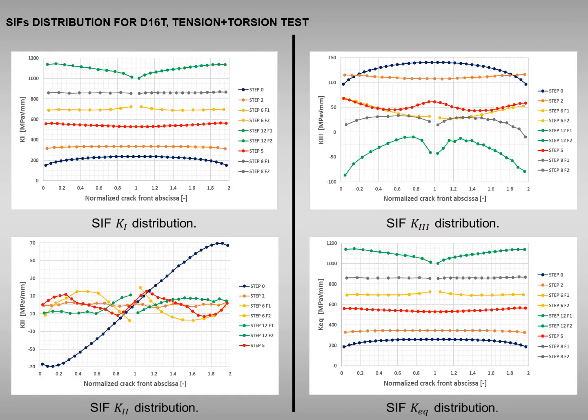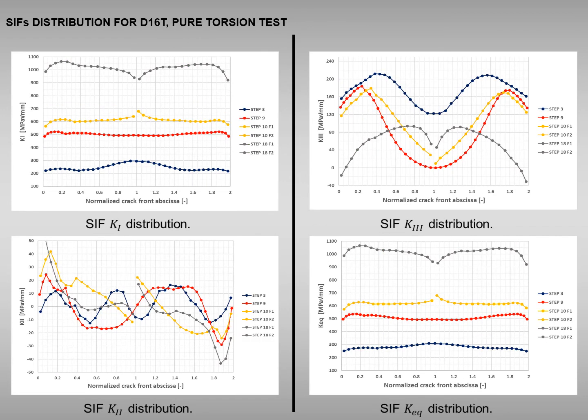Here the stress intensity factor distribution is shown for D16T in the tension-torsion test. Step 5 is the last step before crack front separation, whereas step 6 is the first step after crack front separation. In general, K1 has an increasing tendency, whereas K2 goes quickly to zero as soon as the crack kinks. K3 decreases during all crack propagation. K equivalent reflects the same tendency of K1, except for step 0, in which K2 and K3 have values comparable to K1.